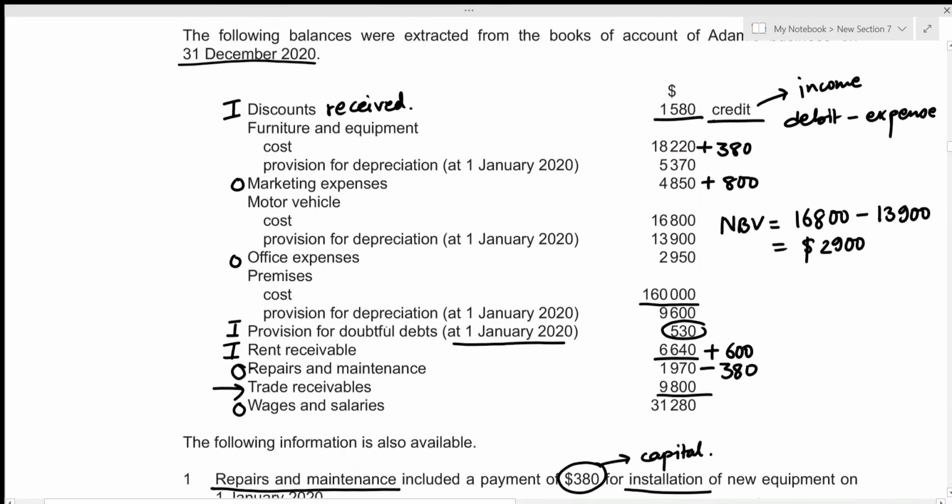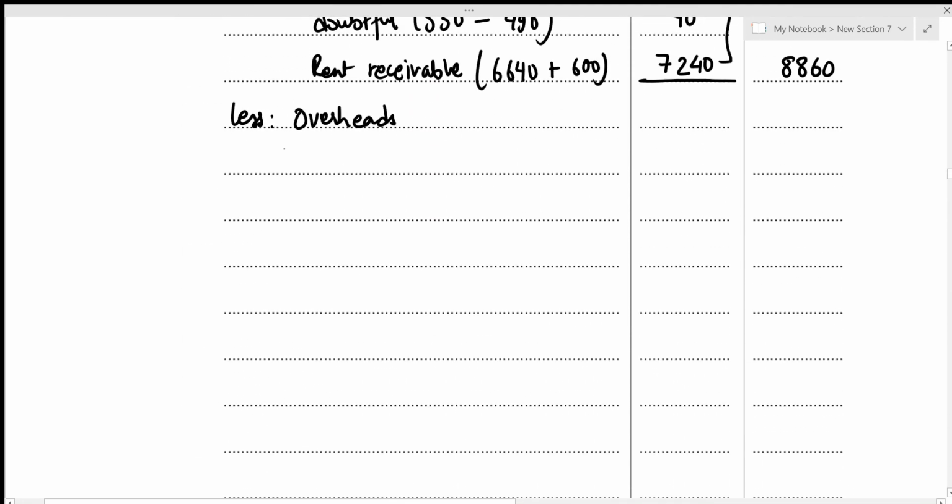So the first overhead was marketing expenses. It has a value of 4,850 plus 800. Let's write that down. So that's 4,850 plus 800. This gives the total marketing expenses to be 5,650.